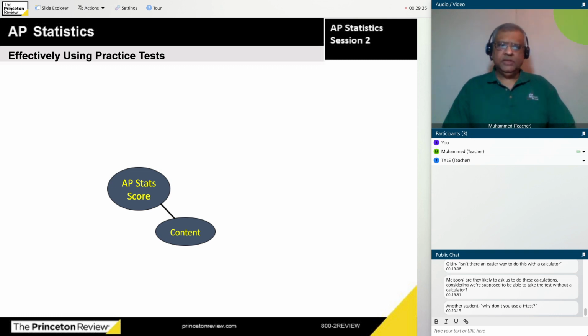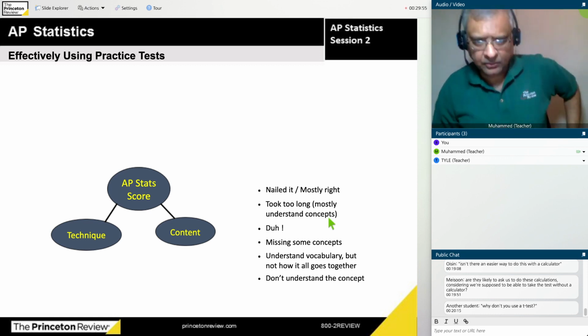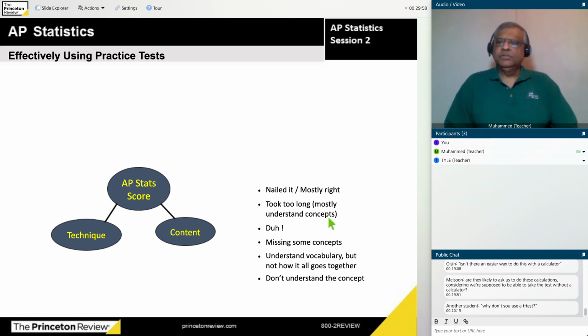The other thing that actually helps you is technique. And the rubric that I have reproduced here helps you determine where to actually study, either here or here. So let's assume you took too long but mostly understand the concepts. Where would you be studying? Here I need a little bit of feedback from you to tell me where you'll be studying. As you can tell, studying in the wrong area doesn't do much for you.